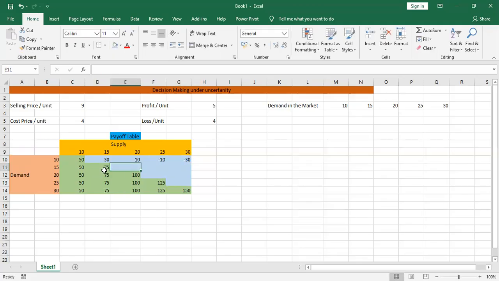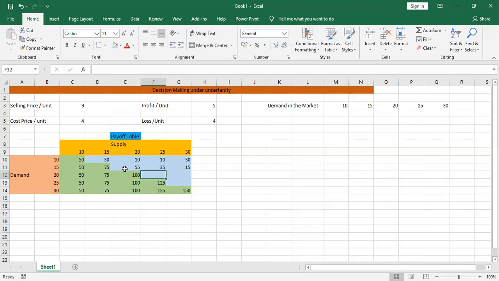Similarly, 75 minus 20. Why am I doing minus 20? Because the difference between 2 units is 10. 75 is the profit for 15 units, and I'm talking about 20 units. That means I supplied an additional 5 units. So the loss on 5 is what? 20 rupees. So 75 minus 20 is 55. 55 minus 20 is what? 35. 35 minus 20 is what? 15.